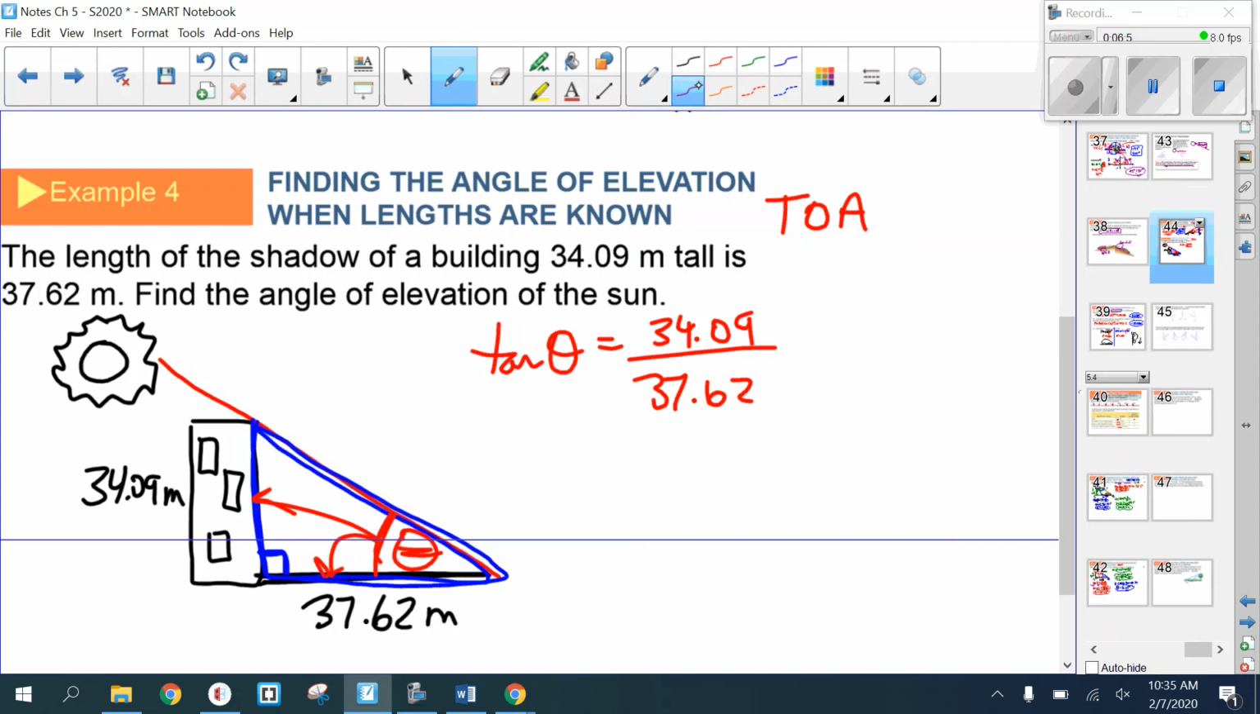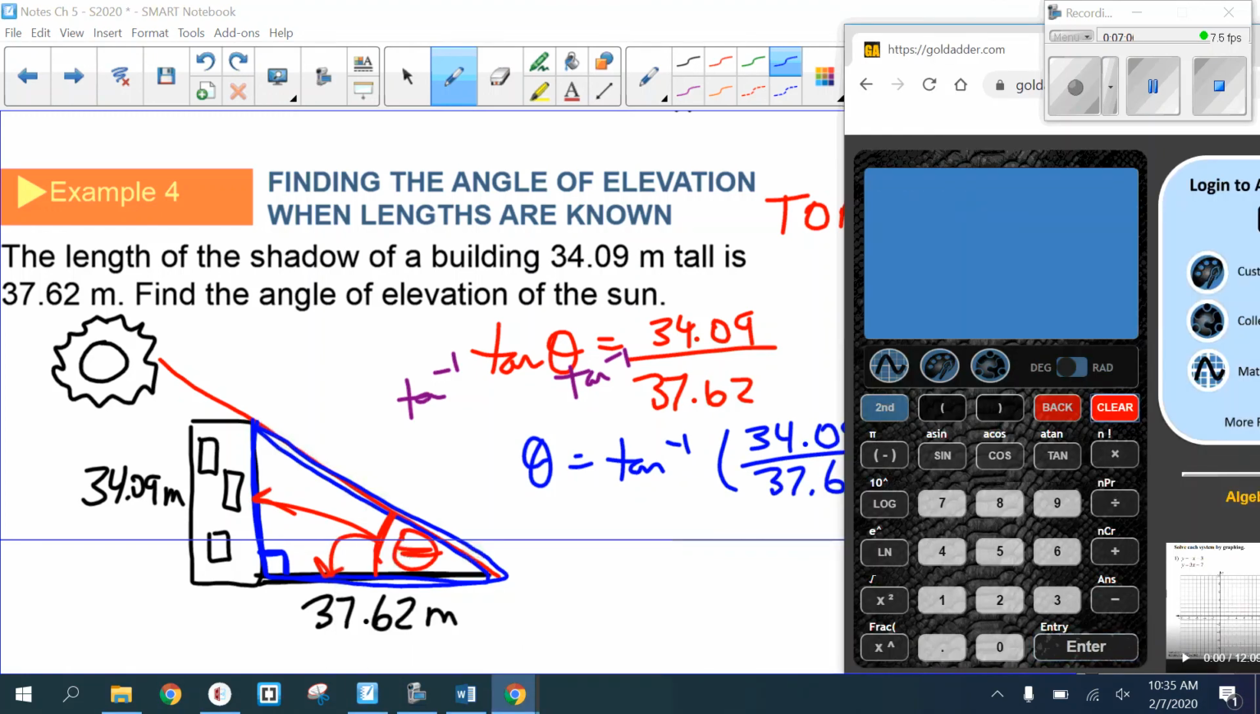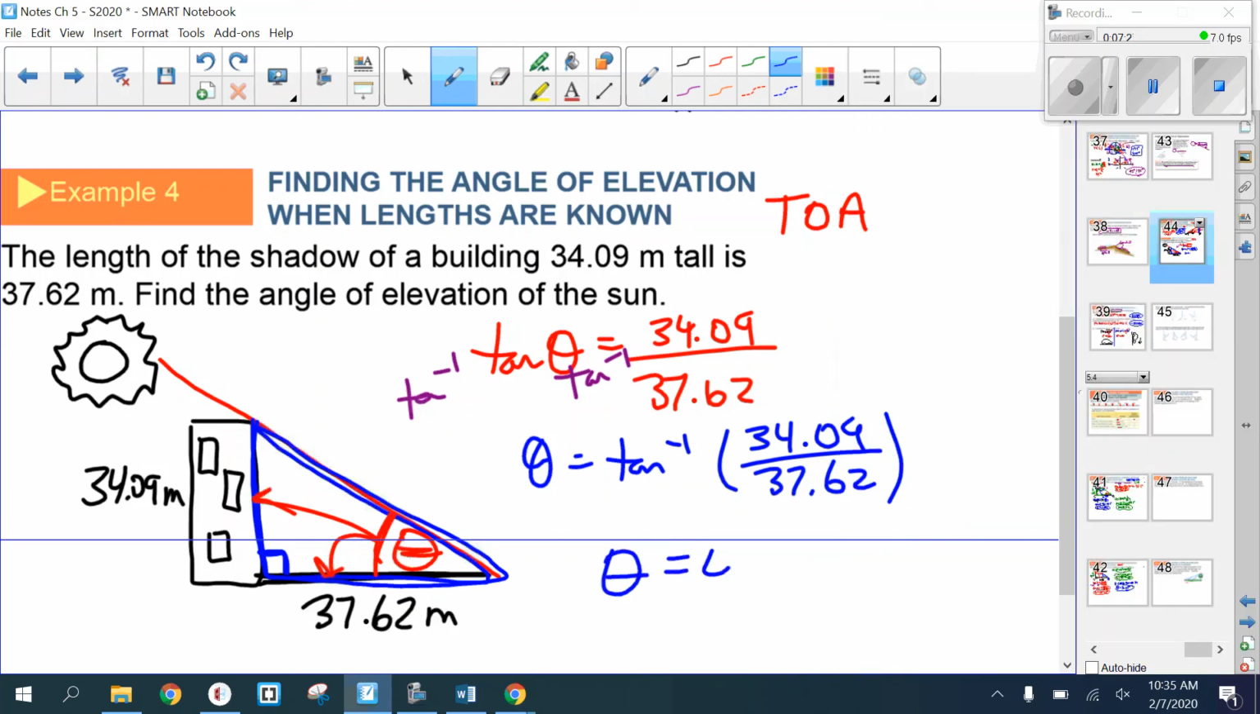We're going to solve this with an inverse tangent. It's not multiplication. Theta equals inverse tangent of whatever that is when you divide. Inverse tangent, 34.09 divided by 37.62, 42.18 degrees. That would be that angle theta. That would be the angle of elevation of the sun.